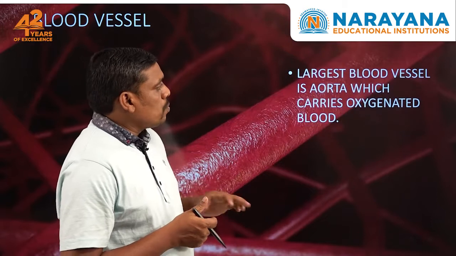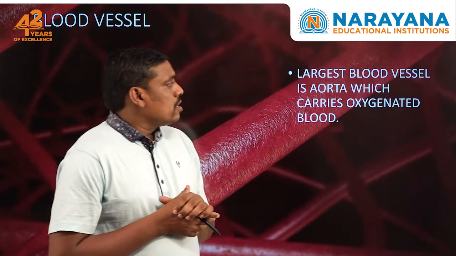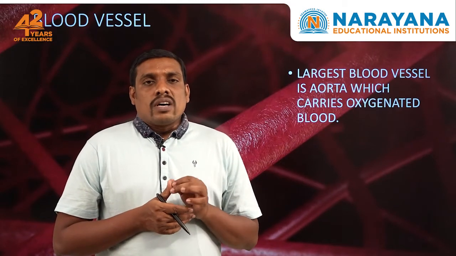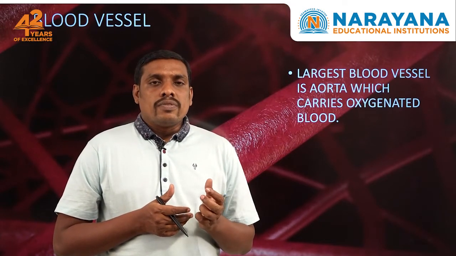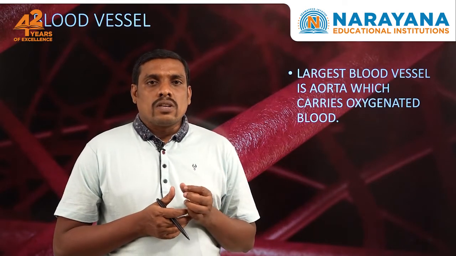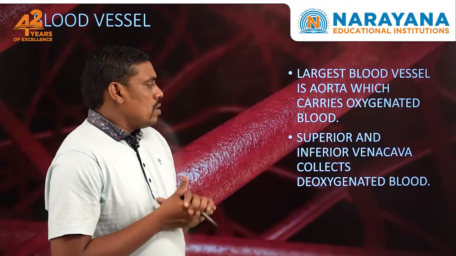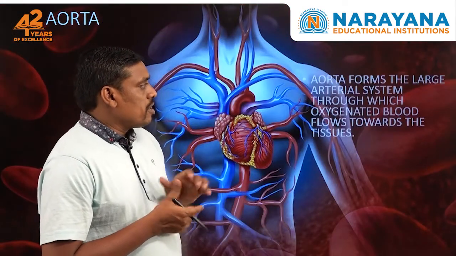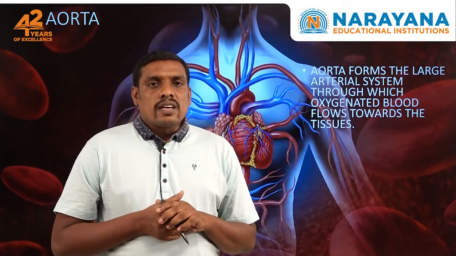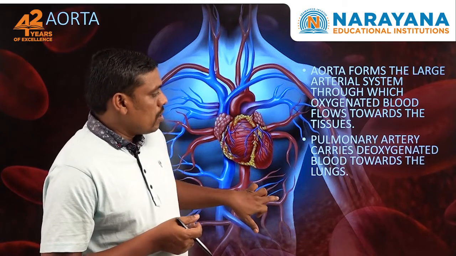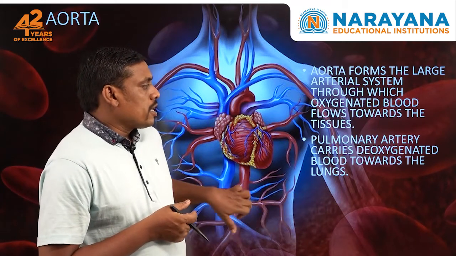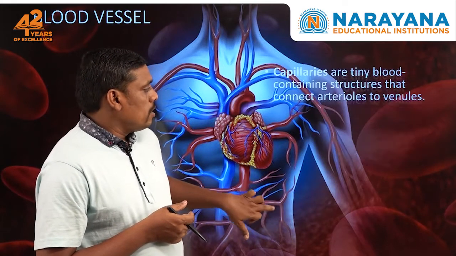Most probably the largest blood vessel in our body, on the surface of the heart, is the aorta. After the aorta, the superior vena cava and inferior vena cava, which are called caval veins, are considered the second largest blood vessels in our body. And you know very well, the superior vena cava collects deoxygenated blood from the upper parts. The inferior vena cava collects deoxygenated blood from the lower surface of the body. Whereas the pulmonary artery carries deoxygenated blood, as we know very well.